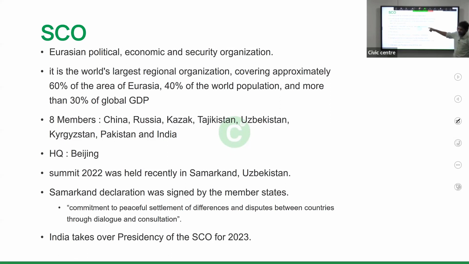So are you aware of the members? They will ask you about the member nations, so yes, you have to remember the nations. The important point is that the next summit of SCO is going to be held in India. Recently you would have read that the G20 summit is going to be hosted by India. G20, then next SCO, 2023. Clear?